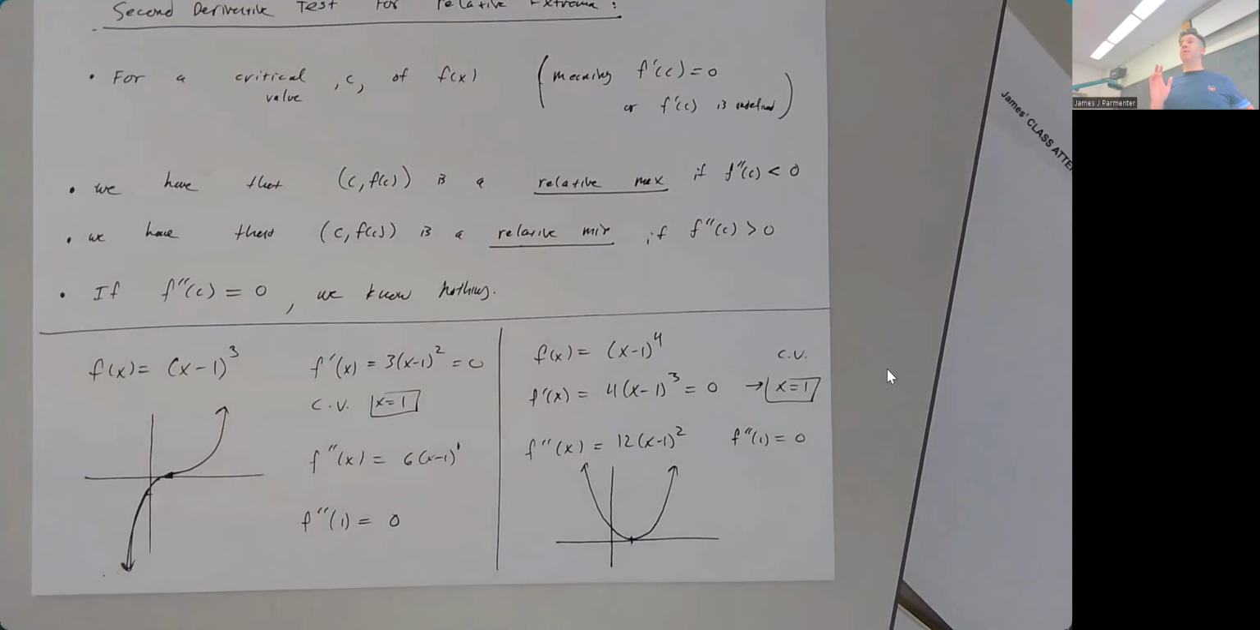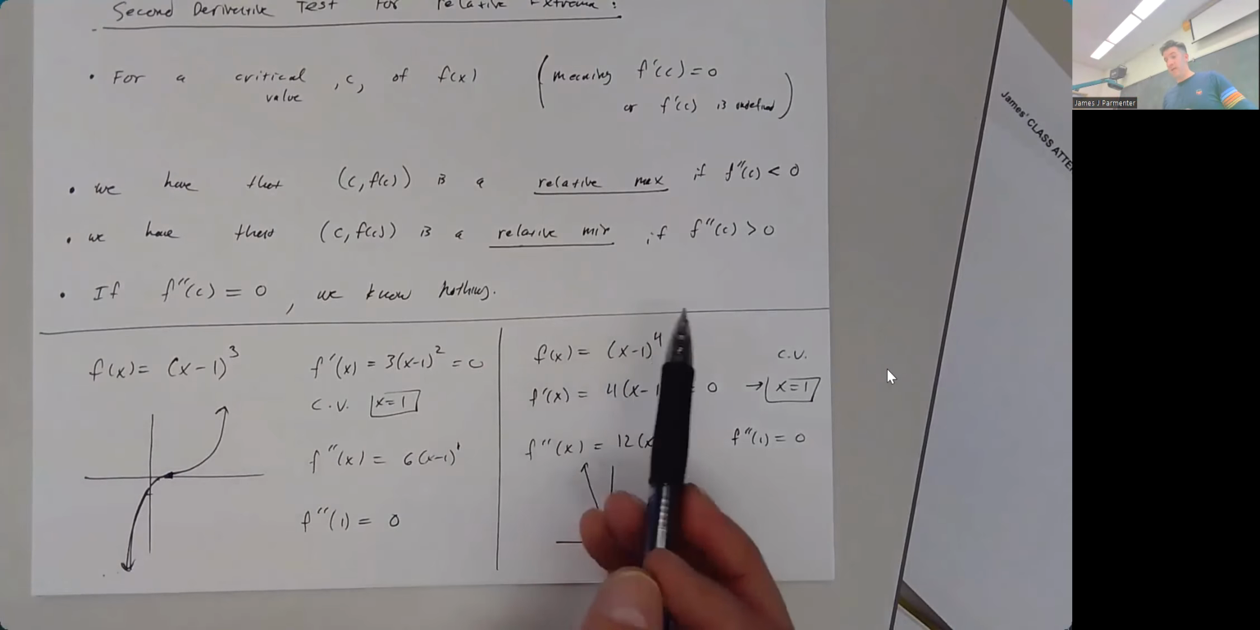For optimization problems, sometimes it's easier to take the second derivative and ask, is my critical point giving me a max or a min? But for graphing, since you're already going to make the sign chart for the first derivative, it's really easier to see if you have a relative maximum or relative minimum based on the first derivative test.